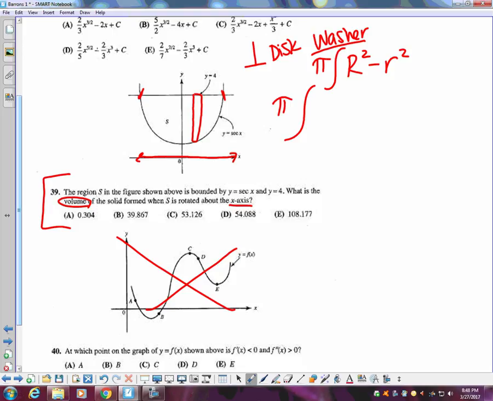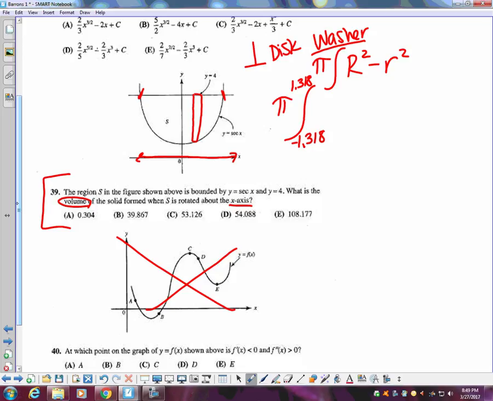Looking for the x value where they intersect. So I want you to pause the video. I want you to type those in and find where those two intersect. There are 2 different places where they intersect, and then hit play once you're good. Okay, so I got negative 1.318 and positive 1.318.